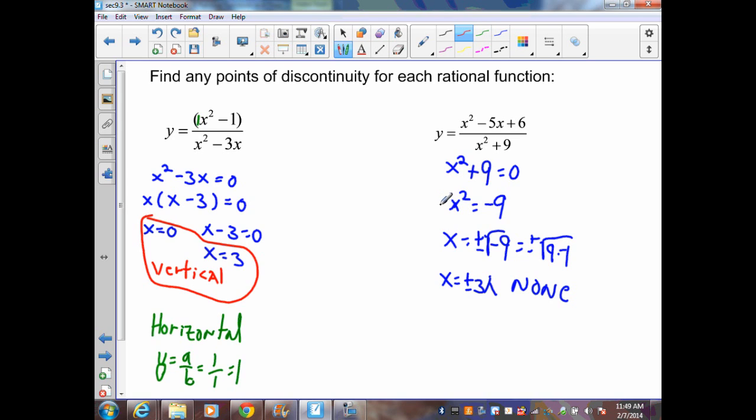Again, I know they didn't ask this, but let's see if there are any horizontal asymptotes. Again, the degree of my numerator is 2. The degree of my denominator is also 2. Therefore, they are equal. The coefficient of the largest degree in the numerator is 1, and the coefficient of the largest degree in the denominator is 1. And therefore, I have a horizontal asymptote at y equals 1. Just to take this a step further in each example.